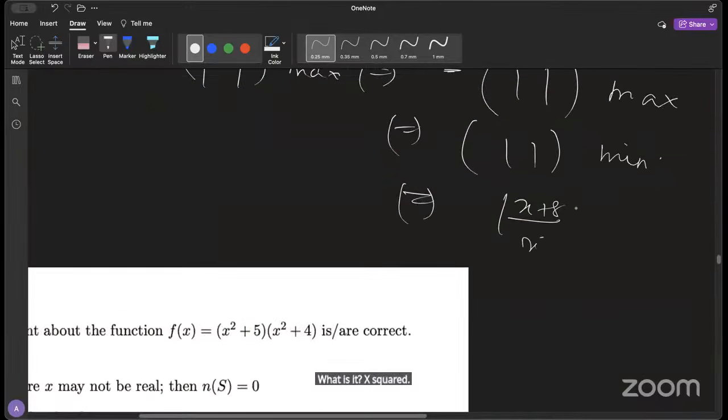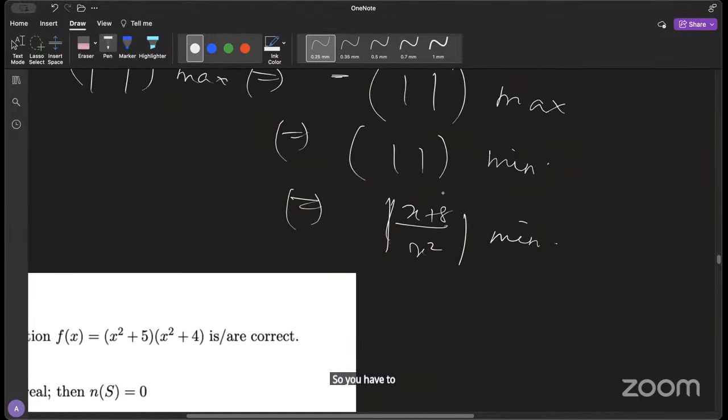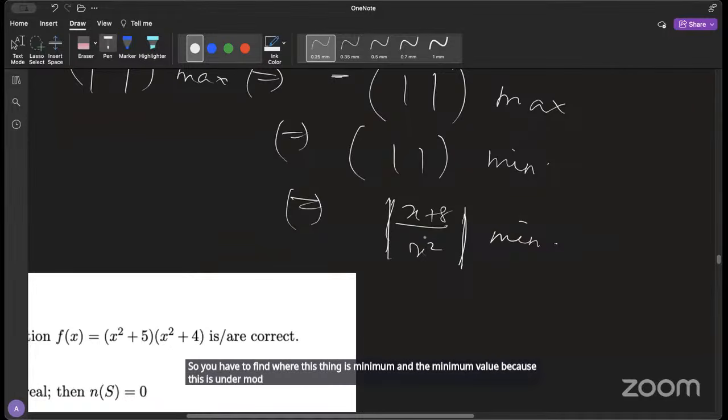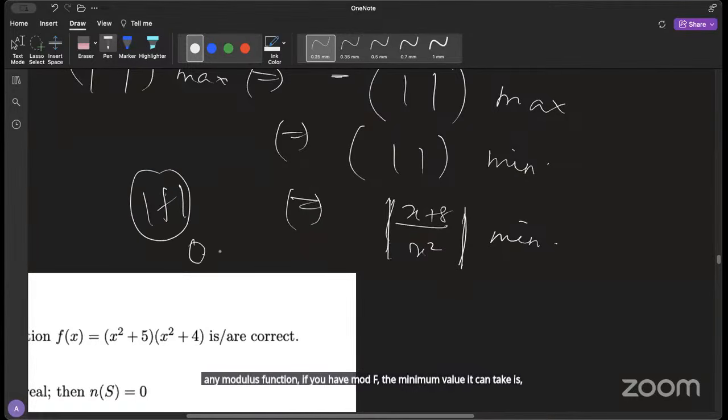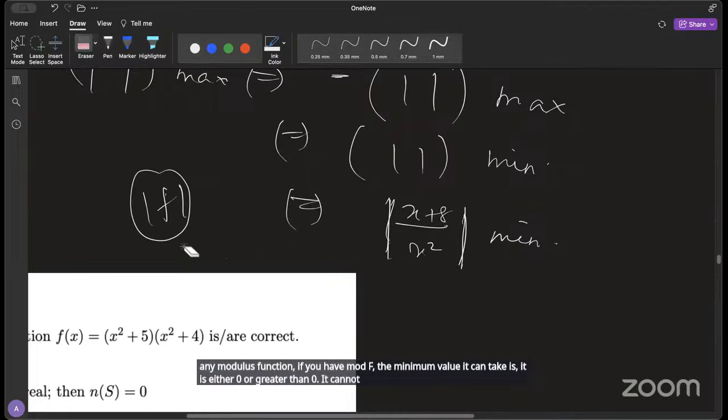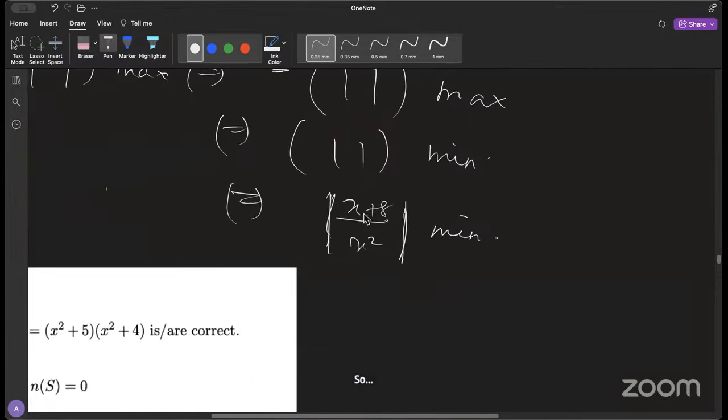So you have to find where this thing is minimum, and the minimum value, because this is under mod, that means for any modulus function, if you have mod f, the minimum value it can take is either 0 or greater than 0. It cannot be less than 0, right? So the minimum of mod f is attained when f(x) is 0.